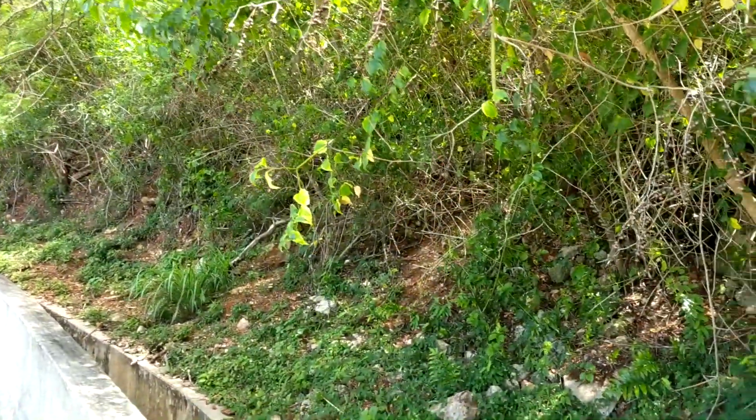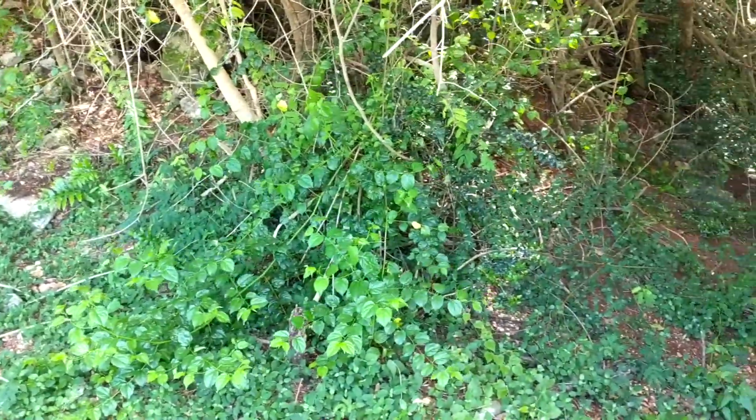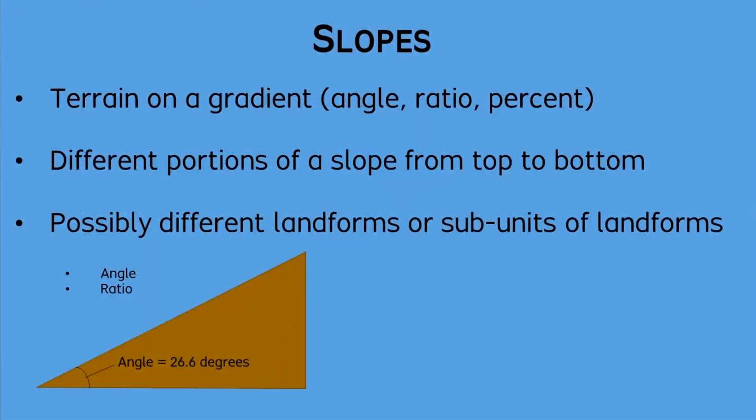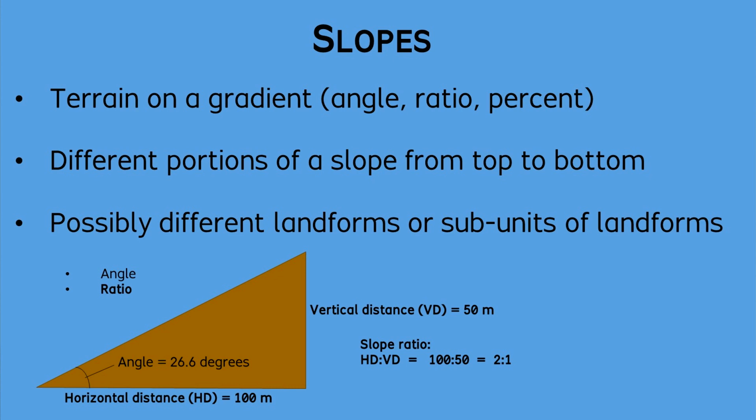In most real-life settings, a slope varies in its angle over some distance. In those cases, the slope can be measured as a ratio, looking at the total horizontal distance versus the vertical distance. In some studies, a slope is described as a percent. The calculation involves the horizontal distance divided by the vertical distance, then multiplied by 100 and expressed as a percentage.